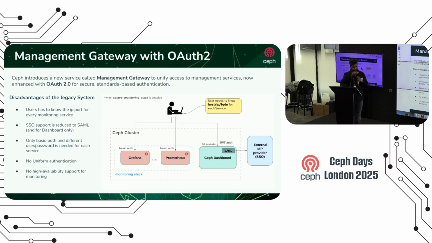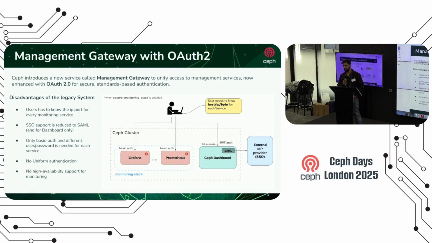So I think I'll firstly talk about the disadvantages of the current setup, right? The current setup that we have: the SSO is with SAML, and the SSO works only with the Ceph dashboard. So if you have the SSO set up, you can log in to the dashboard, but not to Grafana, not to the alert manager, not to any other component inside the management. So that is not very seamless. And then you need to remember all the passwords, whether it's Grafana or Prometheus. And another thing is that you need to remember the IP and port of each of the services, right?